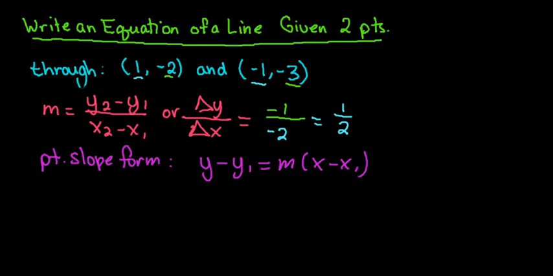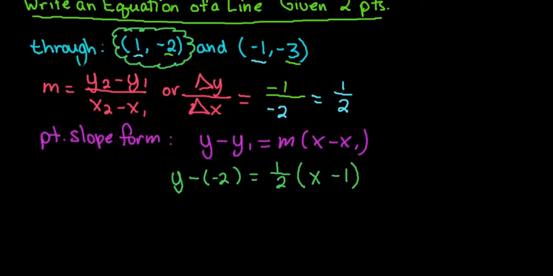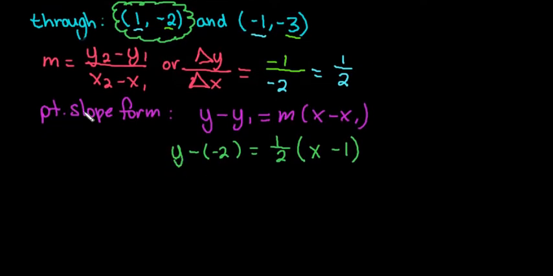I'm going to select the first point, so I'm going to go ahead and use this point right here, and I'm just going to plug it into my formula. So I would have y minus -2 equals 1/2 times x minus 1. If it asks for your answer in point-slope form, all you would have to do is simplify this to y plus 2 equals 1/2 times x minus 1.